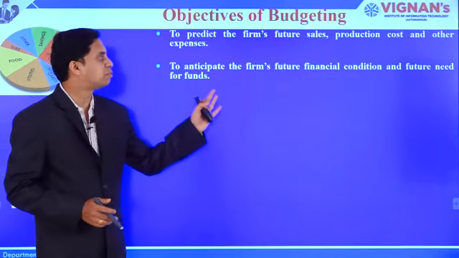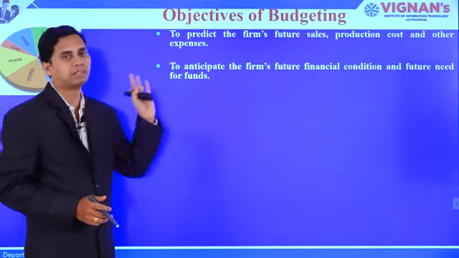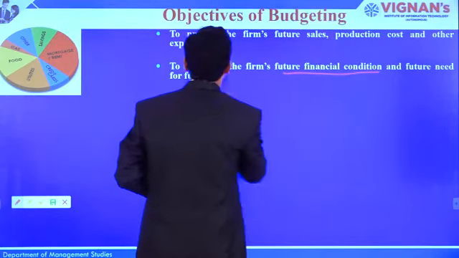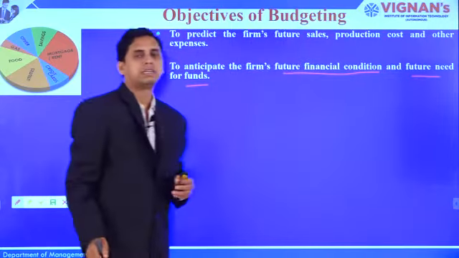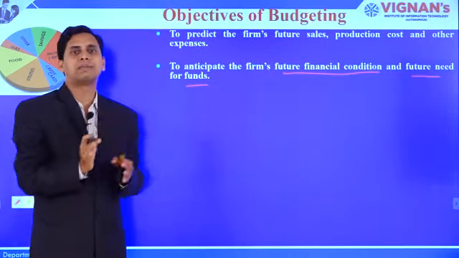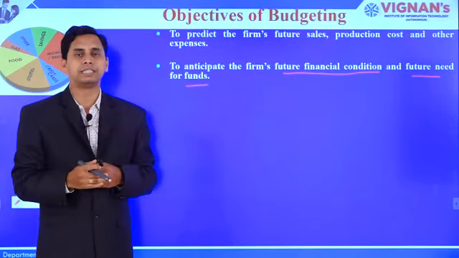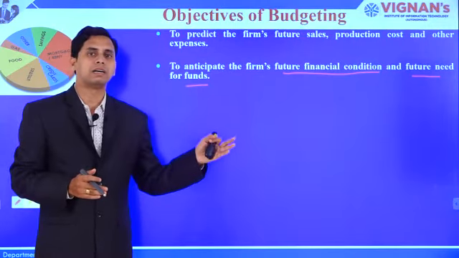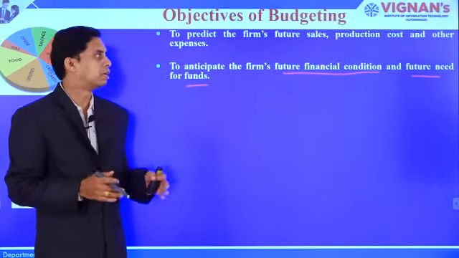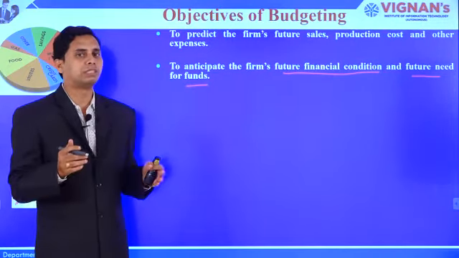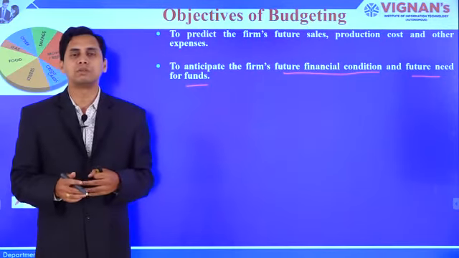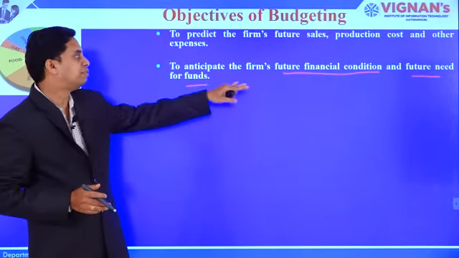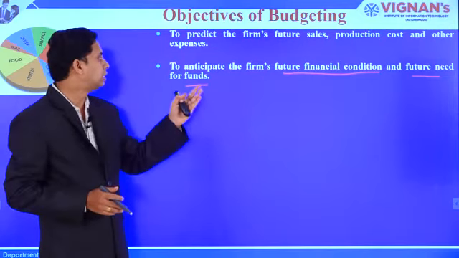Second, to anticipate the firm's future financial condition and future need for funds. If you have a monthly budget over a period of time, like one year, you can understand in what month what amount of money was earned and what expense was spent. This gives you information about the current month of the current year. This way we understand the future financial condition and also the need for funds.